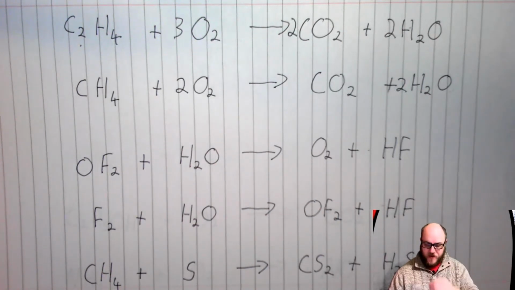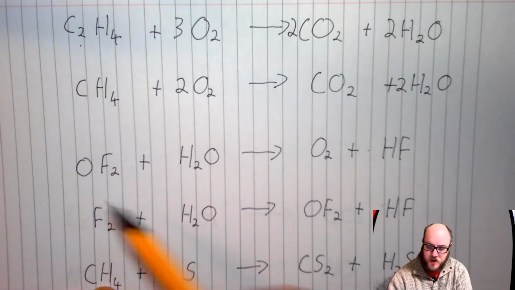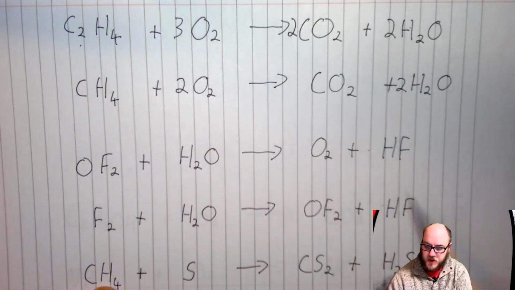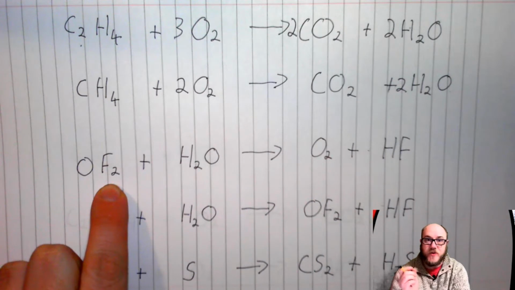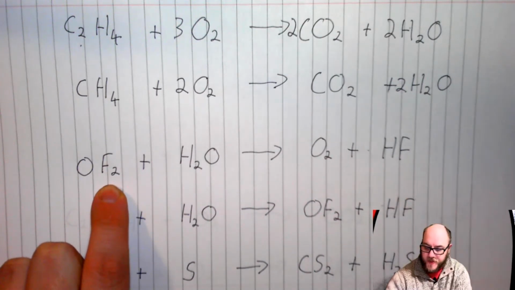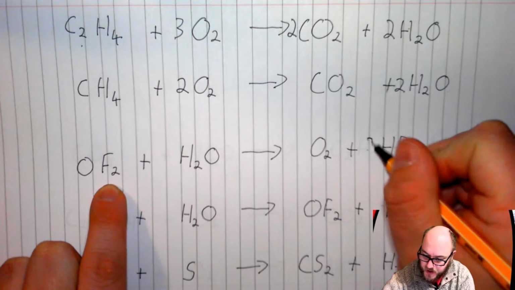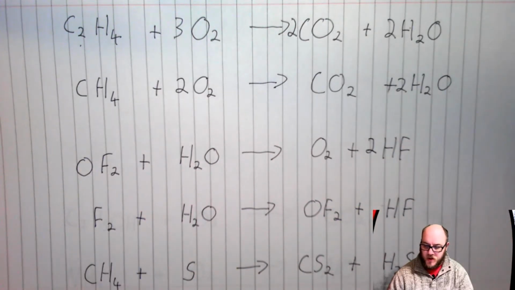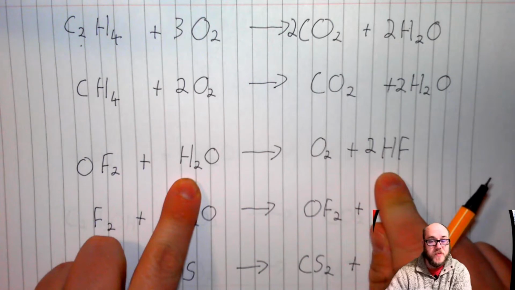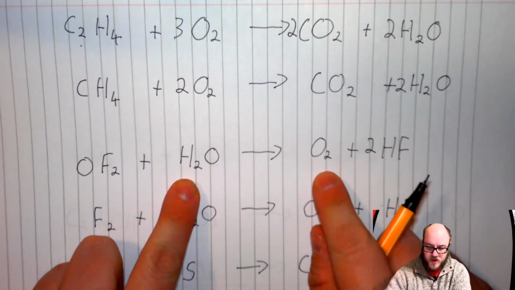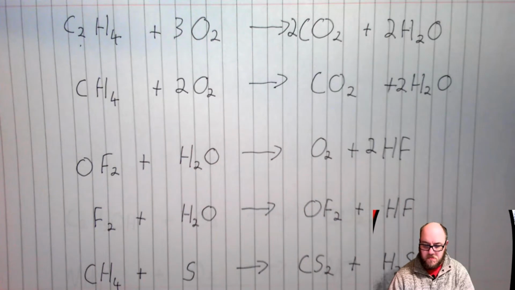So this one, oxygen and fluorine. Oxygen fluoride plus water gives oxygen plus hydrogen fluoride. Okay, well I have an F2 here, which means I've got 2 fluorine atoms, and I've only got 1 there, so I'm going to take a gamble that I need 2 over there. Now, I've got 2 hydrogens now, that's handy, and I've got 2 oxygens. I've got an oxygen there and an oxygen there. Perfect. If you're not sure about any of these, then write out all of the elements and make sure you've got the same on either side.